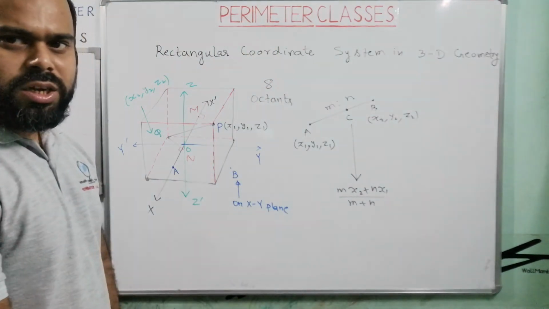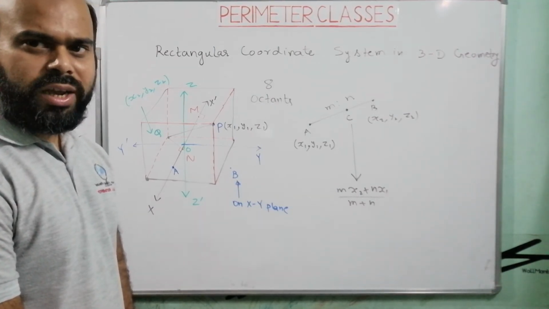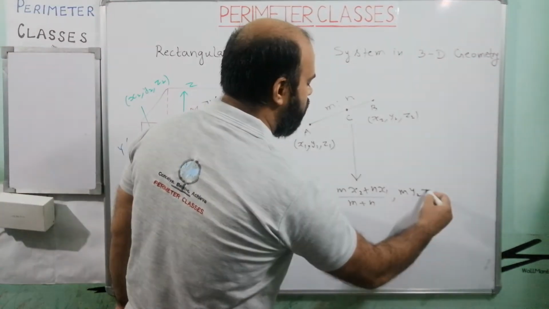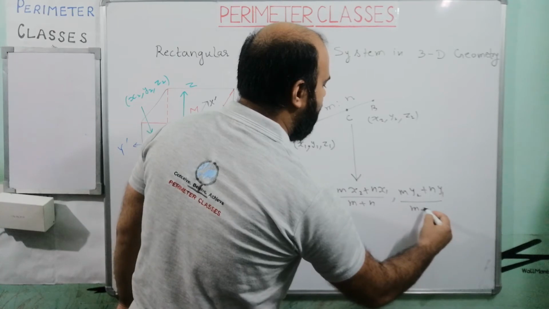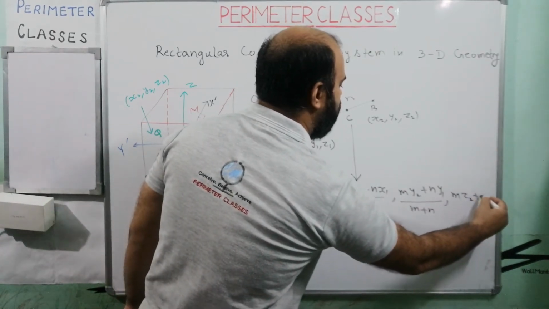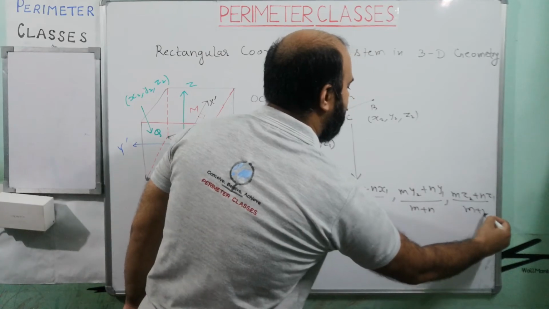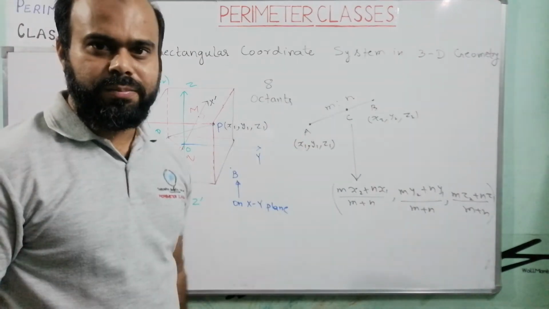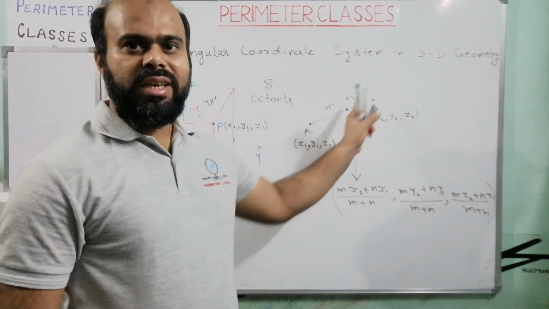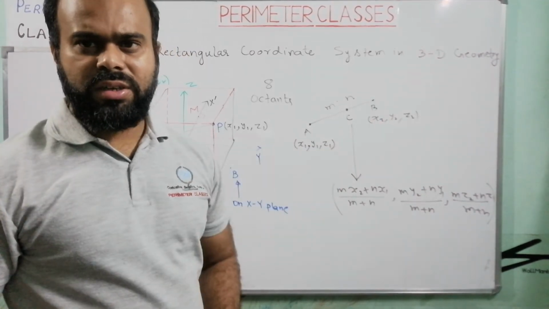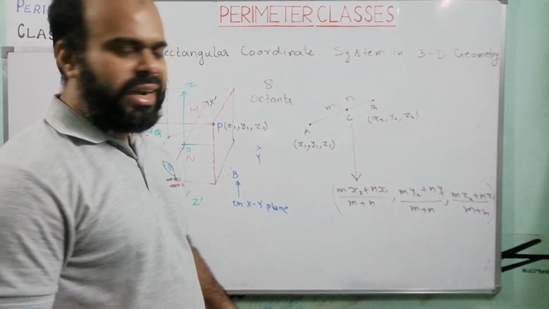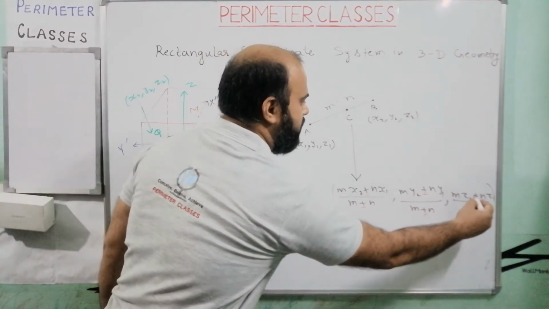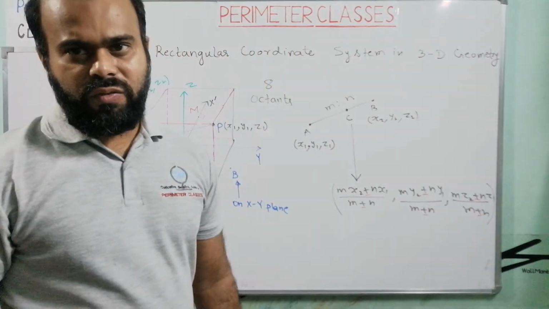Its proof is also similar to the proof of the section formula in coordinate geometry, that is two-dimensional geometry. Similarly, (m y2 + n y1) by (m + n) and (m z2 + n z1) by (m + n). So these are the three coordinates of the point C. If this point C is externally dividing the line AB instead of internal division, in that case we know that we will write minus here, here also minus, in case of external division.